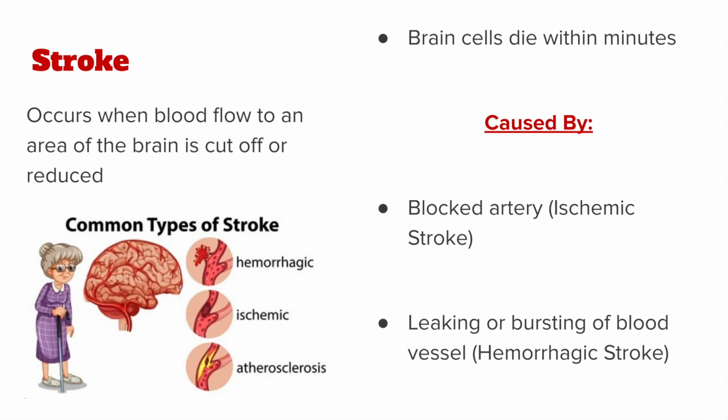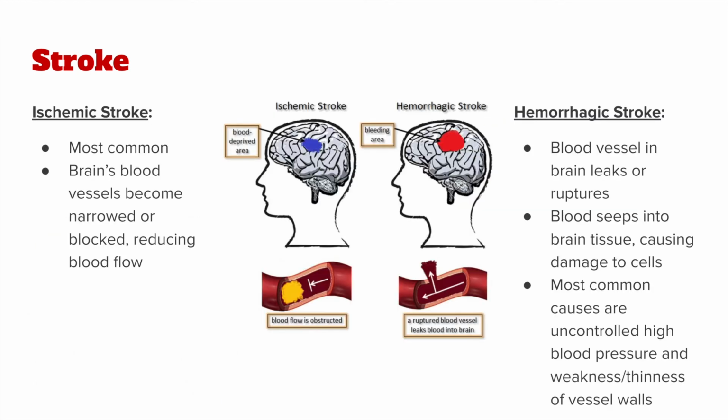There are 2 main causes of stroke: a blocked artery, which is also known as an ischemic stroke, and a leaking or bursting of blood vessels, which is known as a hemorrhagic stroke. An ischemic stroke is the most common type of stroke. It happens when the brain's blood vessels become narrowed or blocked, causing severely reduced blood flow, also known as ischemia. Blocked or narrowed blood vessels are caused by fatty deposits, similar to when someone experiences a heart attack, or by blood clots or other debris that have traveled through the bloodstream and lodged in the blood vessels in the brain.